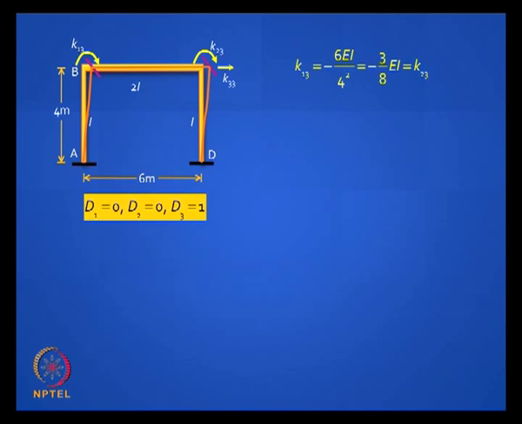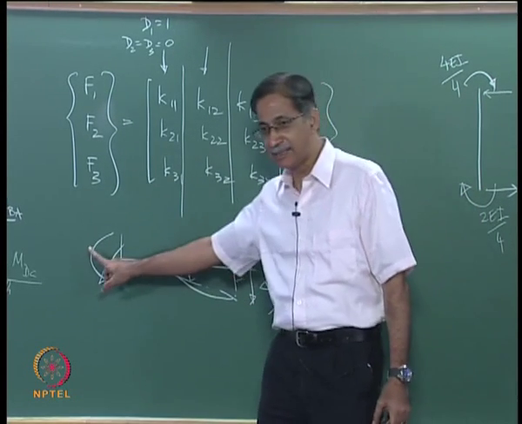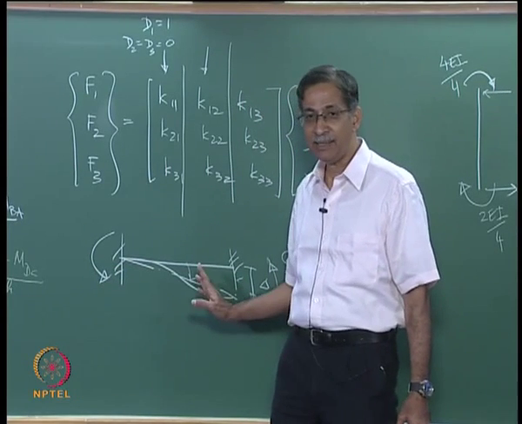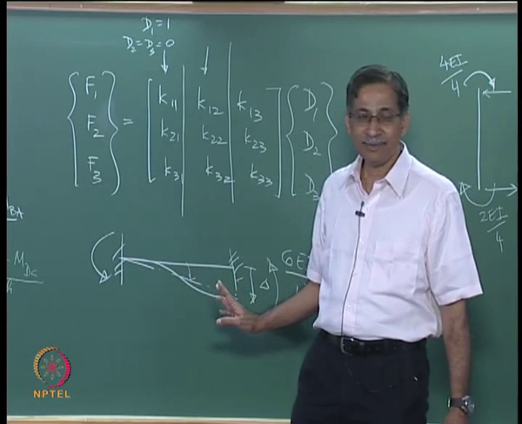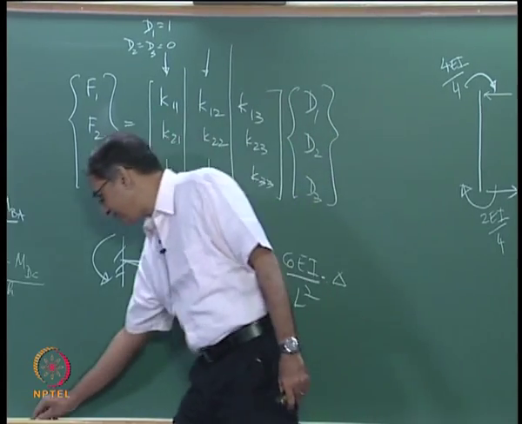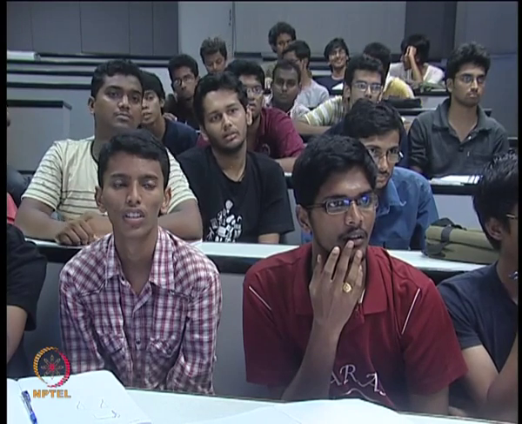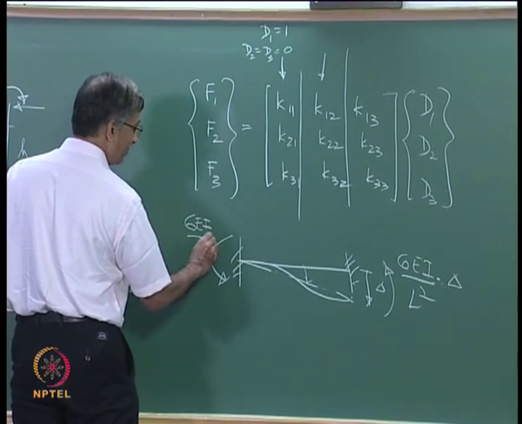How much will it be? So what are the shears you get here? This is 6EI by L squared, this is 6EI by L squared. The shear will be? Tell me the value. 3I delta by L cubed. Where did you get 3 from?